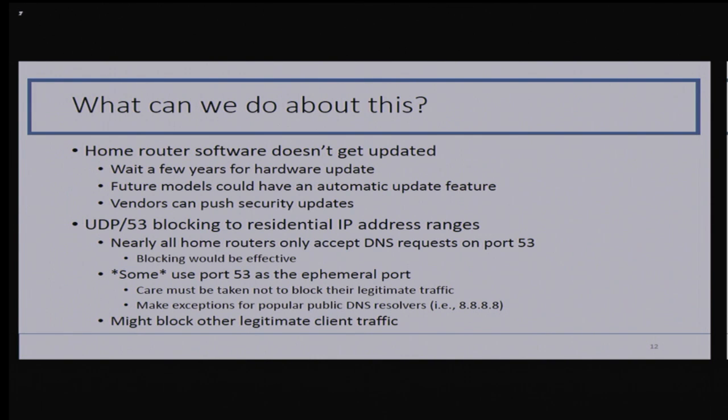Or option two would be to start blocking UDP 53 to residential locations. We checked in our data set and found that nearly all of the open resolvers we found only accept DNS requests on port 53, as you would expect. So blocking would be effective. Some of these boxes also seem to use port 53 as the ephemeral port. So some care has to be taken in how the blocking is performed. It probably needs to be at the edges of networks rather than right in front of the houses. But it's still quite feasible.